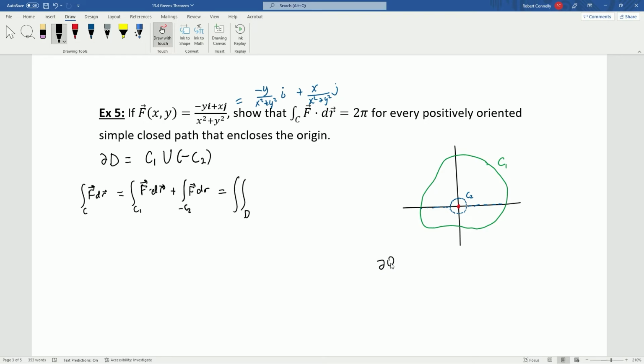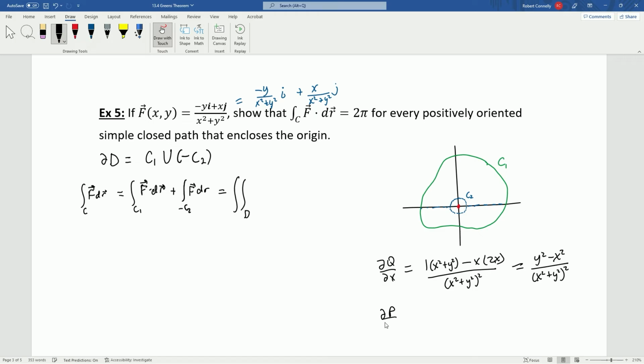So the partial derivative of Q with respect to x. We get the derivative of the top, that's 1, times the bottom, minus the top times the derivative of the bottom with respect to x, that's 2x, over x squared plus y squared, squared. This gives me x squared minus 2x squared, so the top becomes y squared minus x squared over x squared plus y squared, squared.